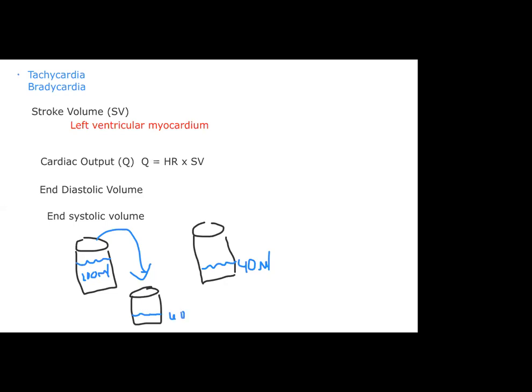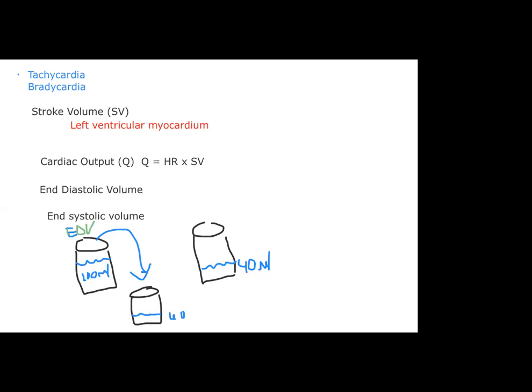Okay, so think about the full glass as the full left ventricle. The full left ventricle is at the end of diastole, and the ventricle is relaxed and filling. So the full ventricle is your end diastolic volume. End diastolic volume is the amount of blood in the ventricle when it's full.